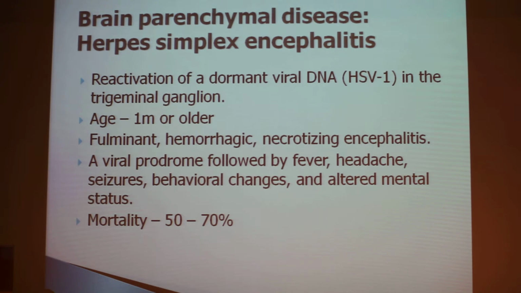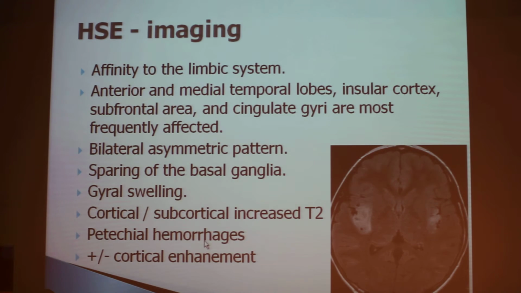You want to make the diagnosis as soon as possible. And many times you have seizure, behavioral changes, and as I said, mortality is high, even with the appropriate antiviral treatment. On imaging, you see affinity to the limbic system, anterior medial temporal lobes, insular cortex, as in this example, subfrontal area, and cingulate gyri most commonly. The pattern is of bilateral but asymmetric involvement with sparing of the basal ganglia, as in this case.